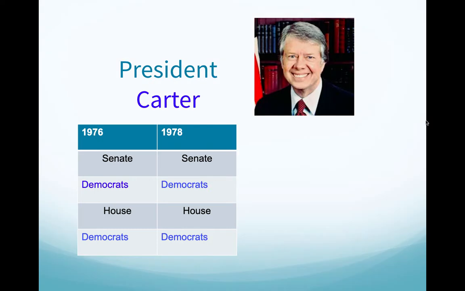Okay, so President Carter has 4 years of unified, but he doesn't get a lot done. The late 1970s pretty much suck for everyone around the world. Okay, there's a worldwide recession, there's a worldwide oil shortage, there's inflation during a recession, which isn't supposed to happen, but somehow happens in the late 70s.